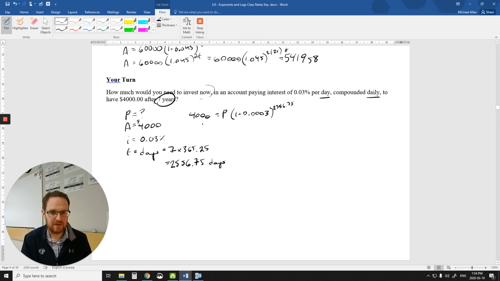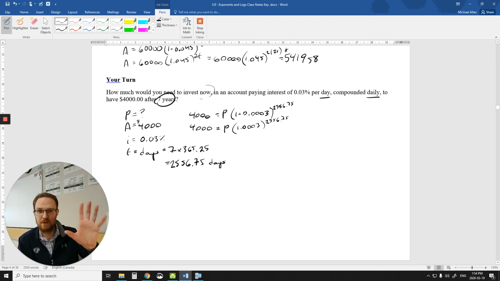So let's simplify this down. So we have 4,000. We got a P that we're trying to find. This is 1.0003. And then we have 2,506.75. Okay. So it's a rather large exponent, but this is a really small percentage. So this is still a growth function. The base is larger than 1, so it is going to grow, but it's going to grow ever so slowly. But there's a lot of periods here, a lot of compounding periods. So this number actually might end up being pretty big. So let's see what it is.